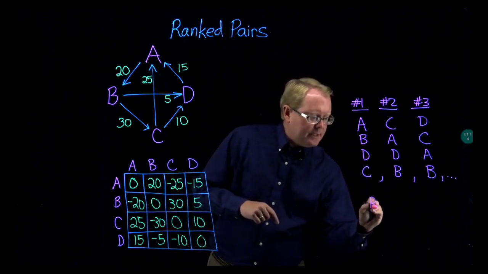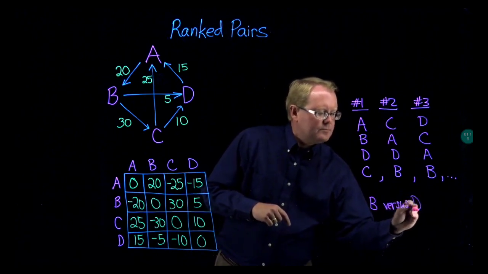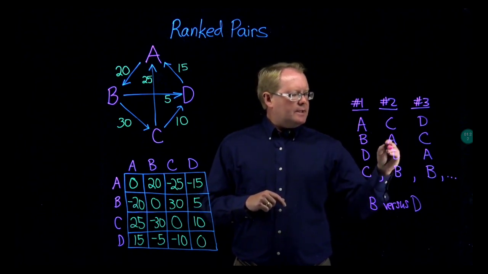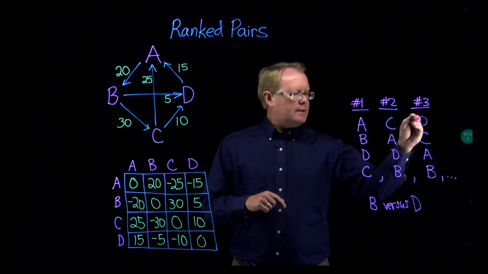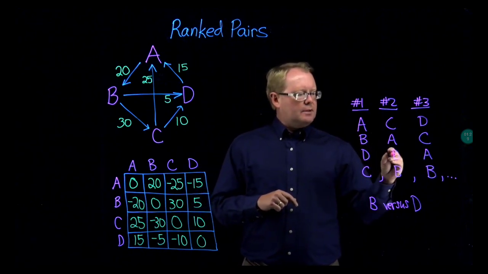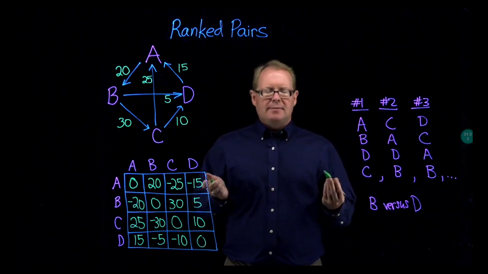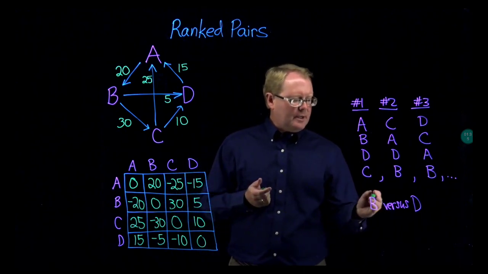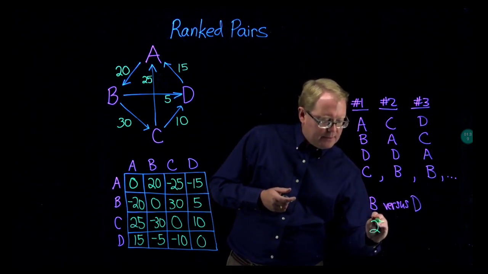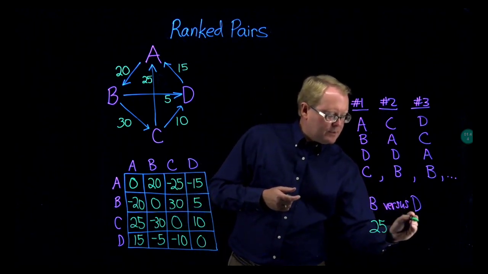So in this case, we can see that B versus D, we see that B beats D here, but then D beats B here, and then D beats B there. So we already have one vote, B over D, and then we have 2 more votes for D over B. So we can count up the number of voters that prefer B over D, and maybe that's 25 voters. And on the other hand, how many voters prefer D over B? And maybe that's only 20 voters.